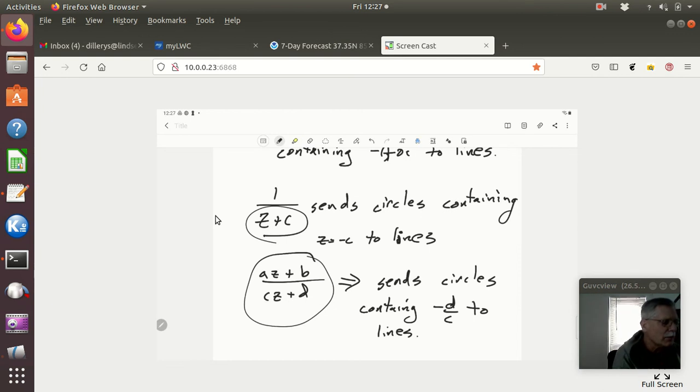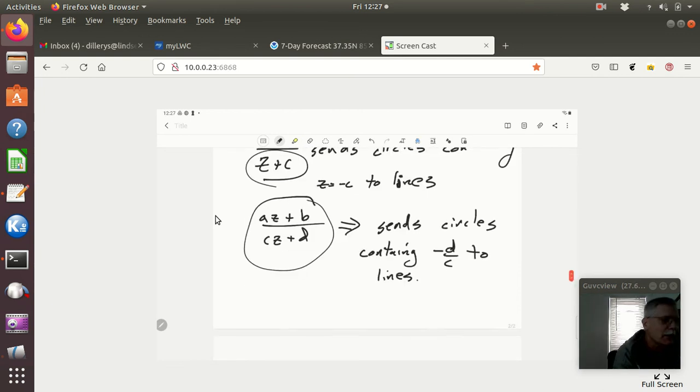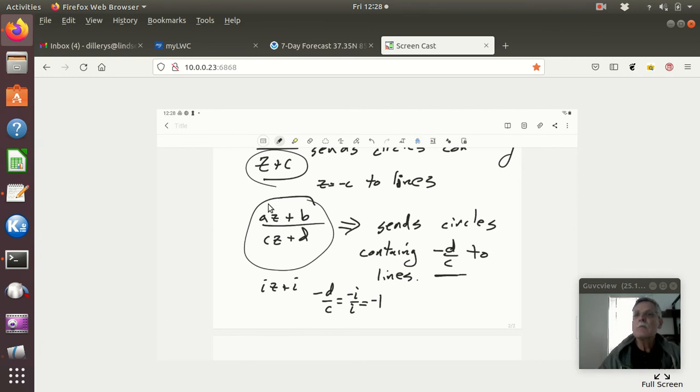And so in our case it's this minus d over c. Well, this was iz plus i on the bottom, and so minus d over c was equal to minus i over i, which is negative 1. And so those went to a line. So that sounds good. All right, we're done with that one, I think.